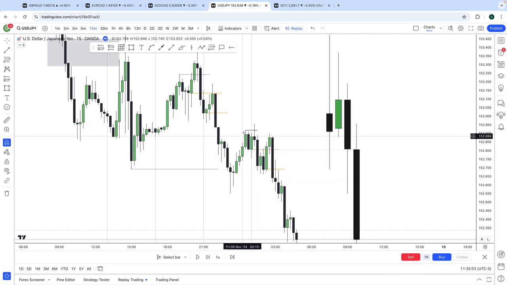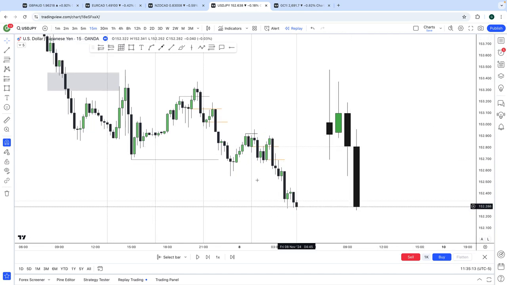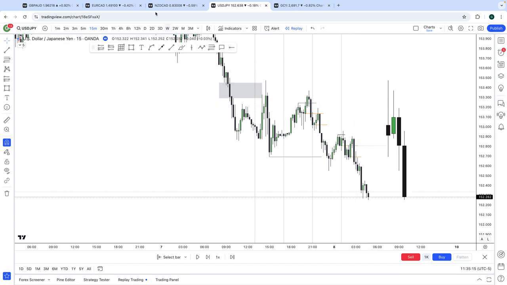We expand, consolidate, expand into the objective, expand away, and now you see order flow holding. Why? Because it's an expansion candle. This is when order flow holds. So let's get into some more examples.